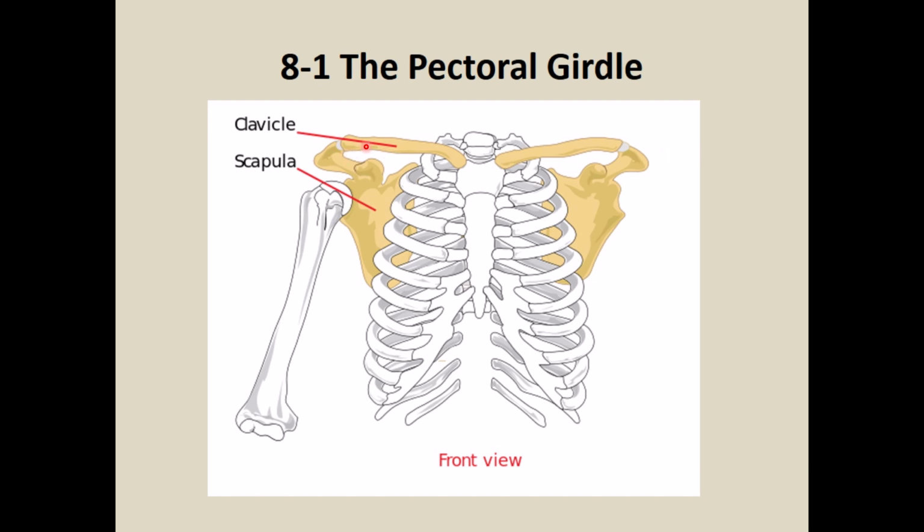So there are two different bones here. One is the clavicle and the other one is the scapula. The clavicle is the one that articulates with the sternum, which is part of the axial skeleton, and here it articulates with the scapula, and then the scapula articulates with the upper limb. So the upper limb does not have any direct articulation with the axial skeleton.